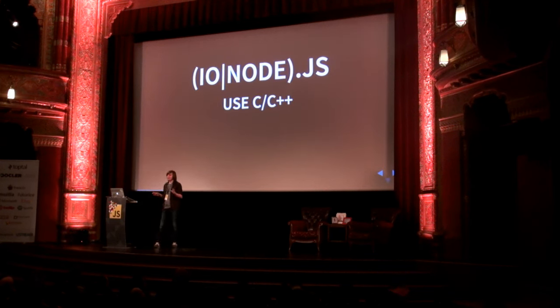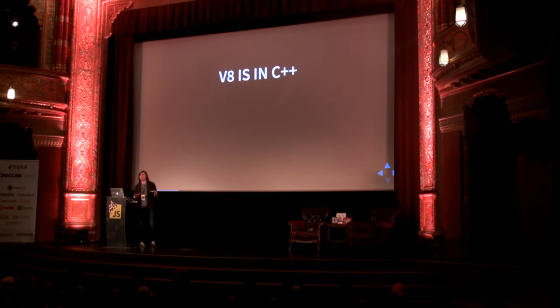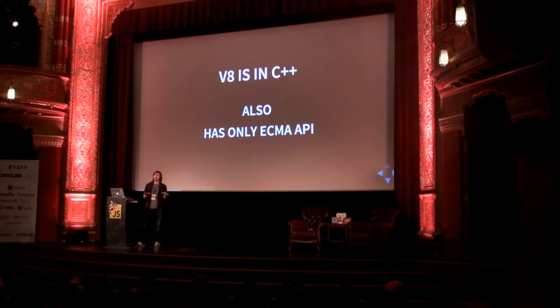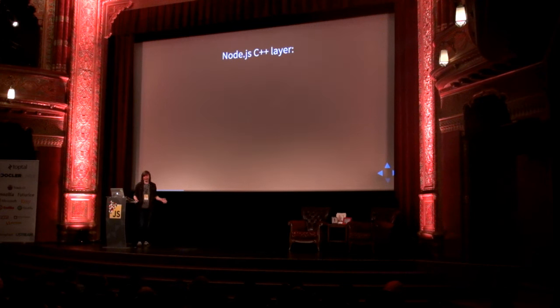io.js and Node.js use C and C++ a lot internally, if you didn't know about it. The reason for this is that V8 is written in C++. It has C++ APIs, C++ headers, and stuff like that. So if you ever need to use it, you will most likely need to use either some wrapper or write C++ code. The second reason is that it provides only ECMAScript APIs, which are pretty limited because of sandboxing. But that's kind of cool, unless you need timers or a file system API or networking.